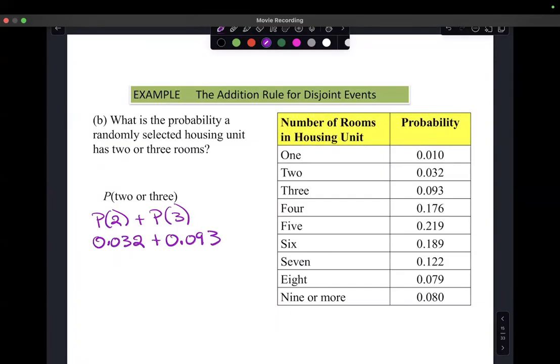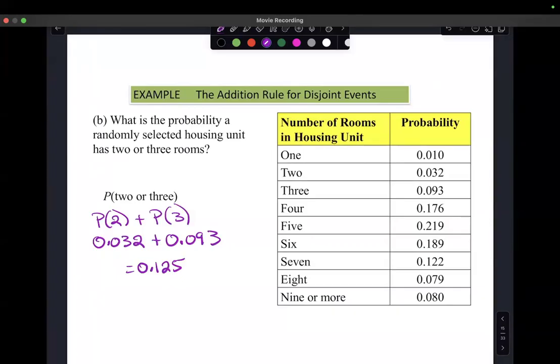I don't trust my adding right now. I don't know why, because it's so easy to make little errors when you try to do things in your head, especially if you're talking at the same time. So these add up to 0.125. So the probability of randomly selecting either a two-room unit or a three-room unit would be 0.125 or about 12.5%. So this is really easy when they're mutually exclusive.